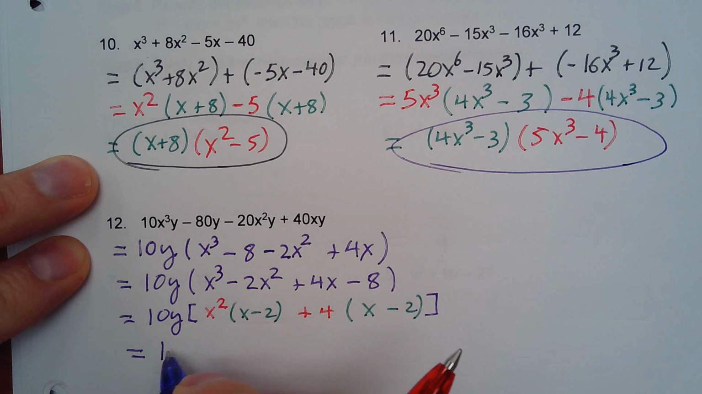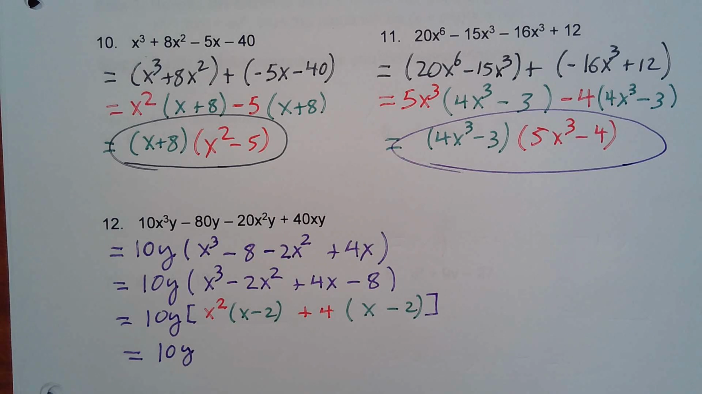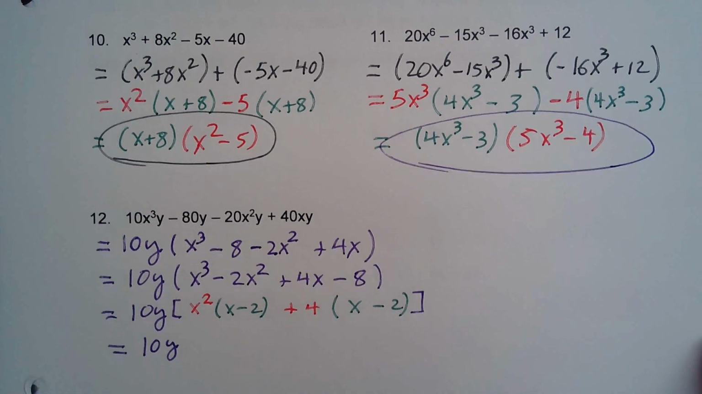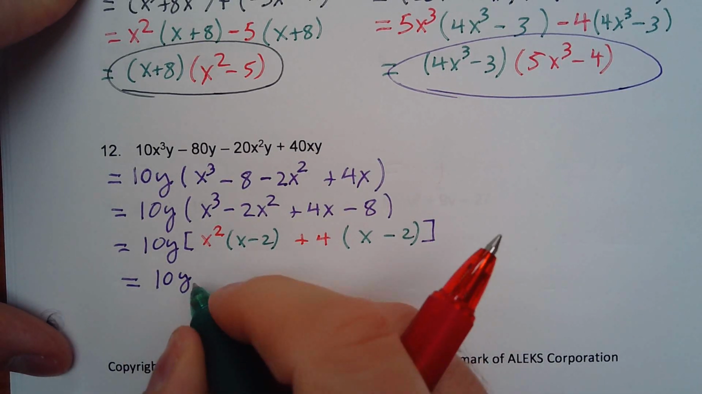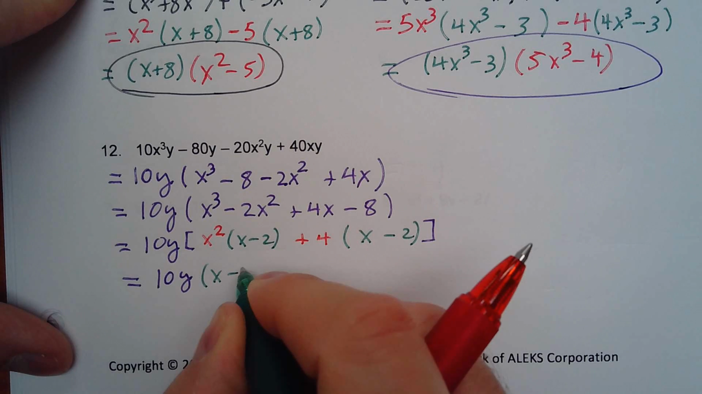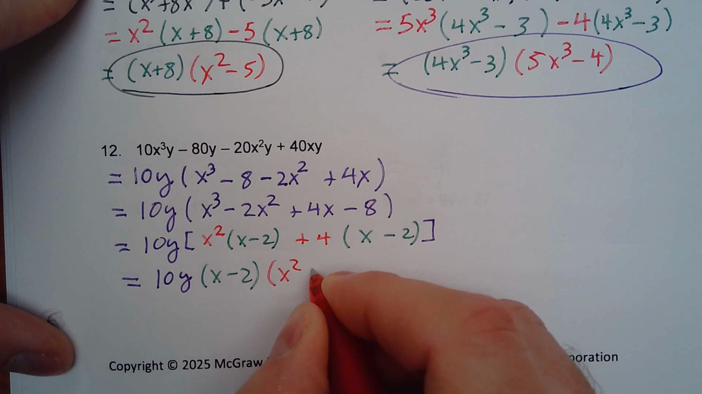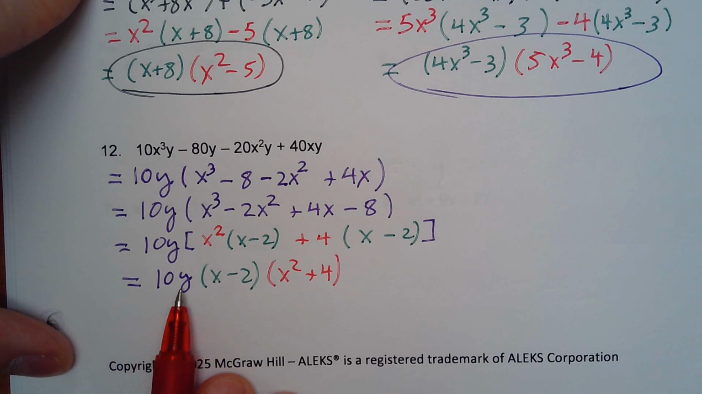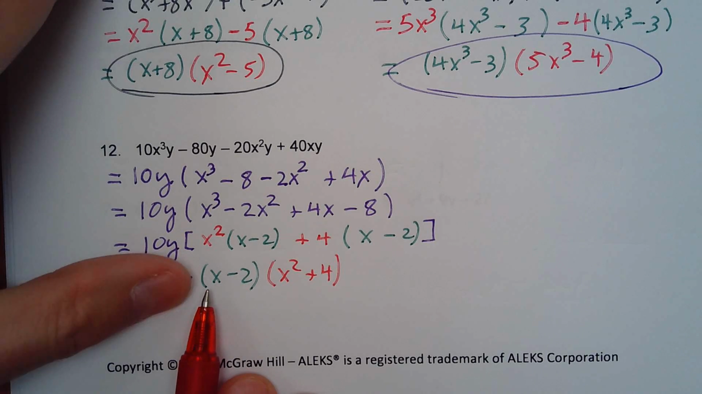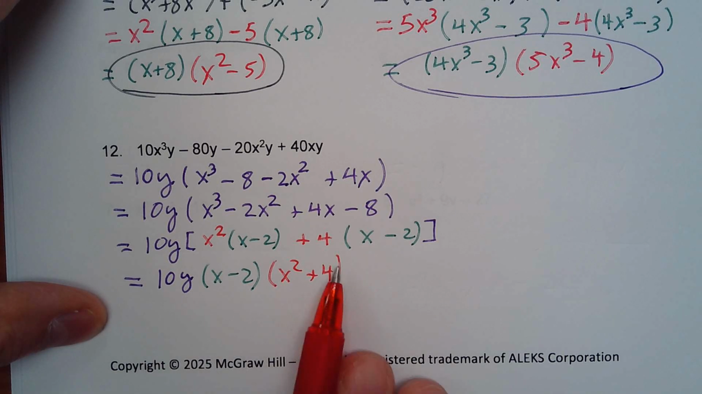Now I'm going to keep the 10y in the very front. Next to that, I'm going to put in that binomial x minus 2. And then finally, x squared plus 4. It's important you don't forget about that 10y that we factored out at the beginning. If you just put that in as your answer in ALEKS, it's going to count it wrong. This is your answer here.